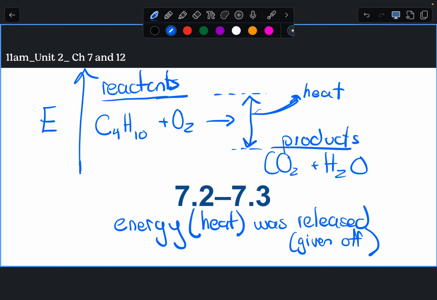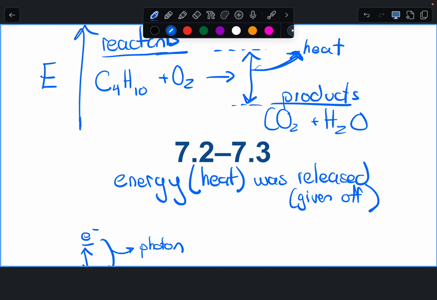So I'm going to show that leaving the chemical reaction. Okay? Now, it's not always heat. In this particular example, it is. But there are some reactions where it's a different type of energy.